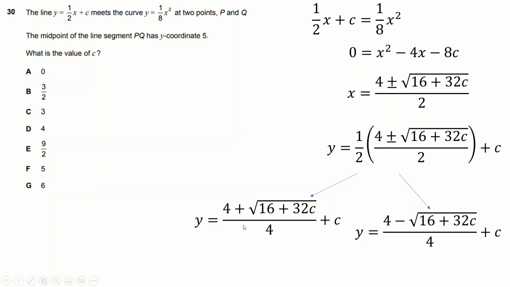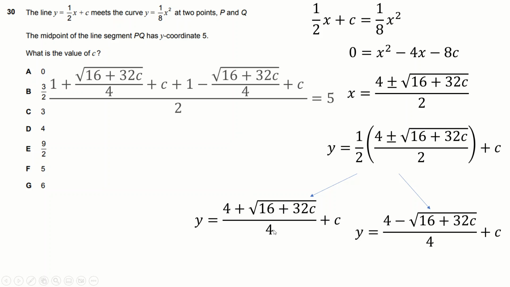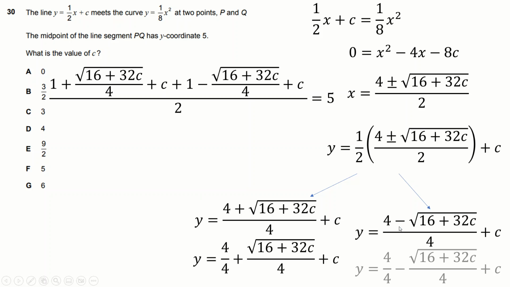Well, this simplifies a bit, right? Because you can just break this here and say this is 4 over 4 plus this over 4. But of course, 4 over 4 is 1. Ignore this for now. And then likewise here, this is 4 over 4 minus this over 4. That's just 1. And now saying the midpoint has y-coordinate 5. So if I add these up and divide by 2, I get 5. And that's what this is.